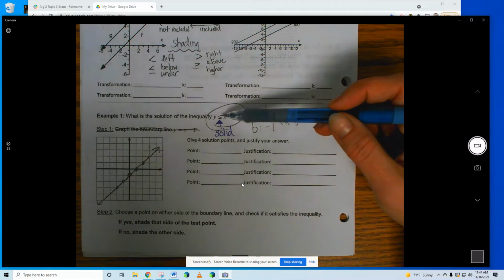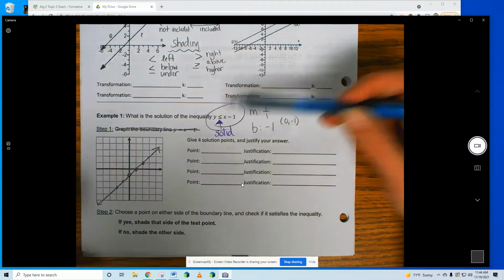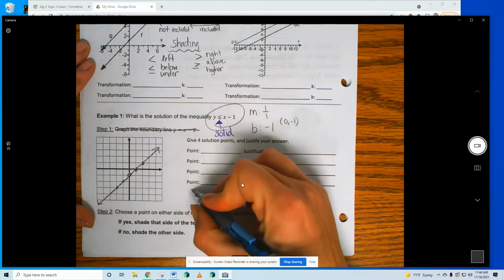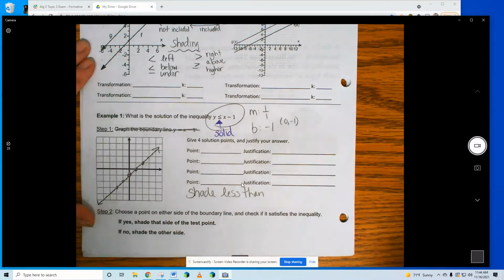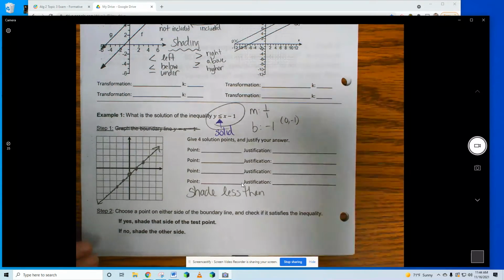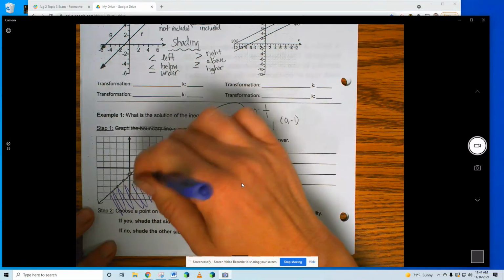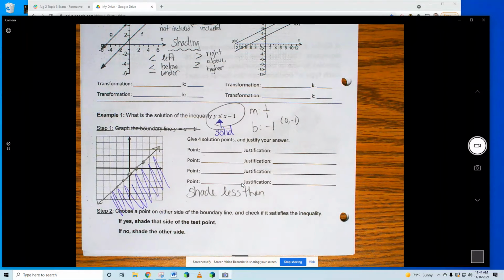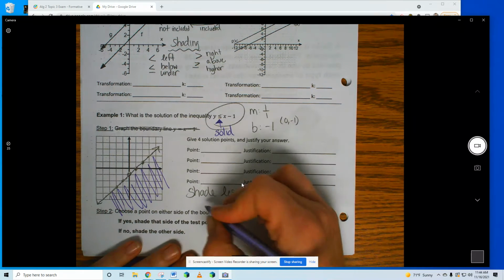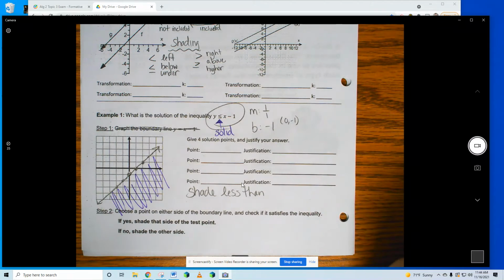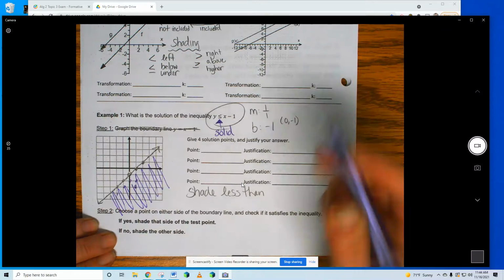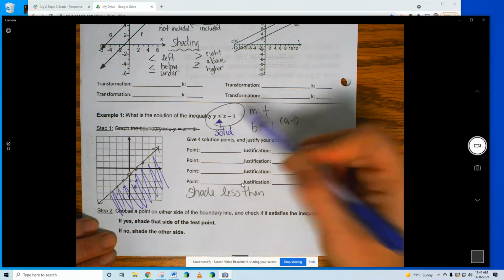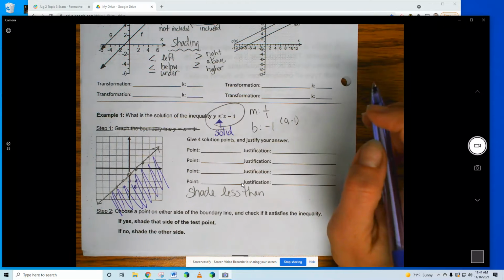Does this say less than or equal to, or greater than or equal to? Less than or equal to. So I'm going to shade less than. Shading less than is under, below. I know I put left, but it just depends on the angle of the line. Underneath the line, less than the line, lower than the line. All of these points in my purple shading are solutions to this: y is less than or equal to x minus 1.